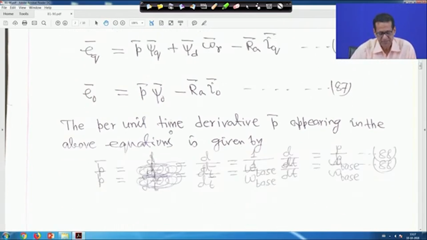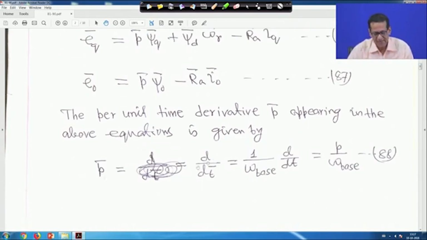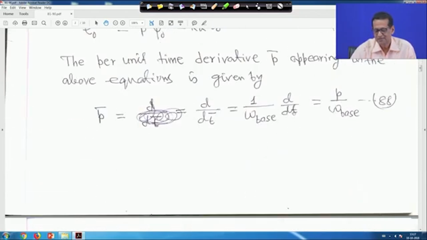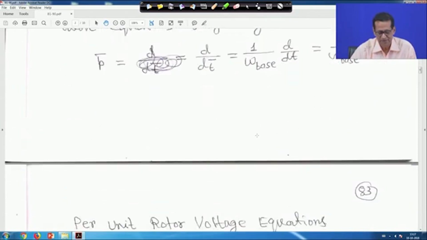So whatever I told you, the P bar, it is d by dt, so it is 1 upon omega base d by dt, so P by omega base, right? This is the way I showed you how it becomes P bar.